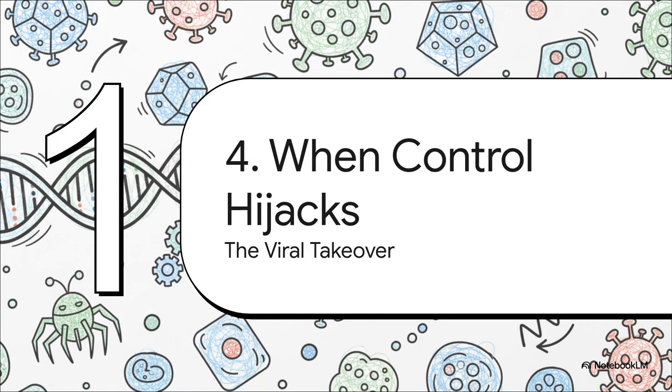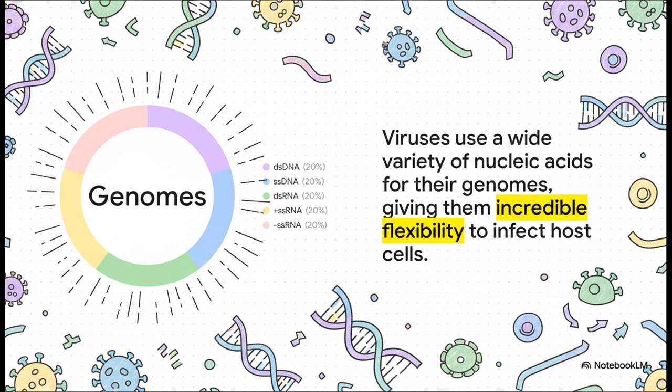Okay, so we've got the tools to see what a normal cell is up to. But what happens when that normal activity gets hijacked by an outsider, like a virus? And wow, viruses are incredibly varied. Just look at this. Their entire genetic blueprint can be DNA or RNA, and that can be single-stranded or double-stranded. This diversity is their secret weapon. It gives them a whole bunch of different strategies to take over a cell.